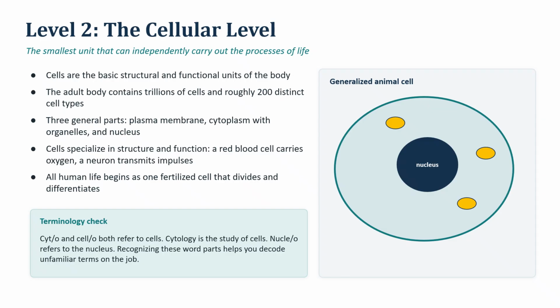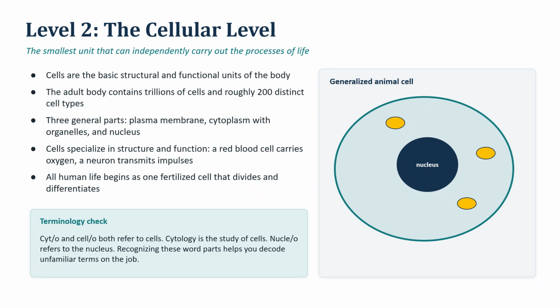Step 2 on the staircase is the cellular level. Molecules organize themselves into cells, and the cell is the smallest unit that can independently carry out the processes of life. That phrase matters. Protein cannot metabolize nutrients or reproduce itself, but a cell can. The adult human body contains trillions of cells and about 200 distinct cell types.